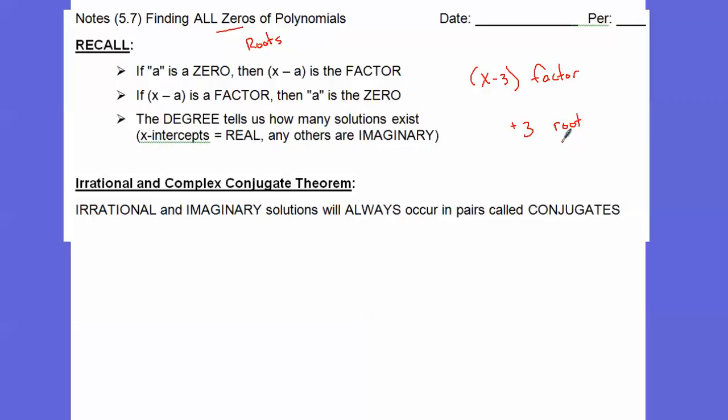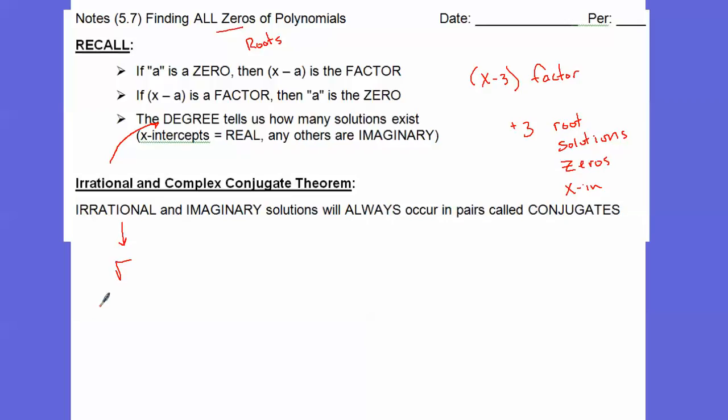Also realize that we call them solutions, zeros, or x-intercepts, right? Another thing that's very important for us to remember, oh yes, and the degree. The largest exponent, like we spoke about last class, tells us how many solutions exist. Now, it can be a combination of real or imaginary. We'll talk about that.